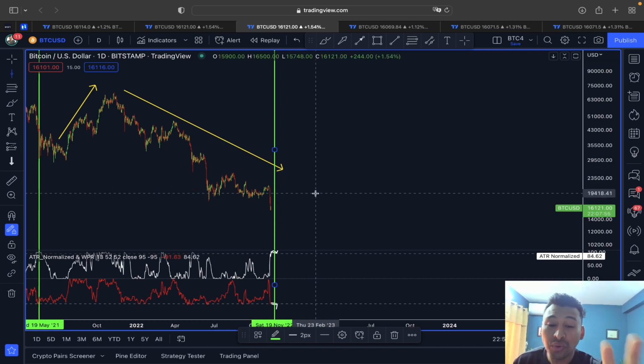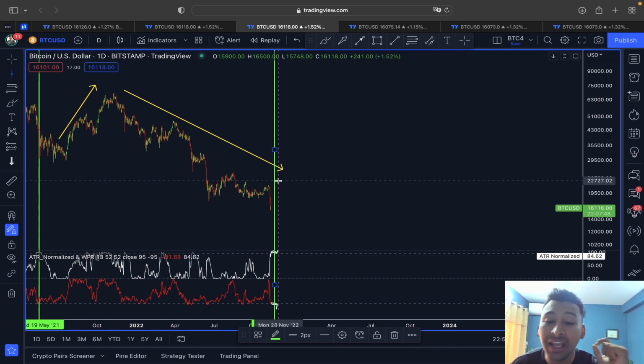And now, should we prepare for another corrective movement even after this 25-26% drop in a single week? Let's find that out.